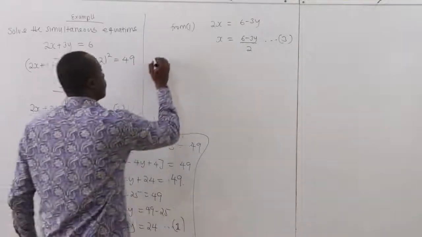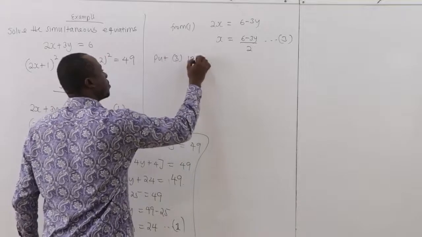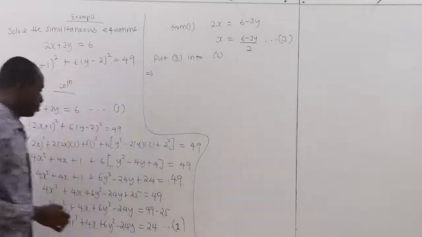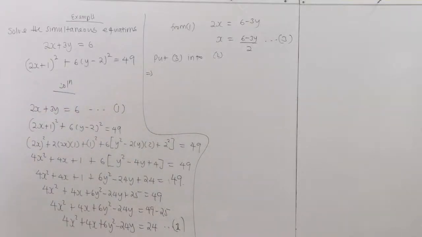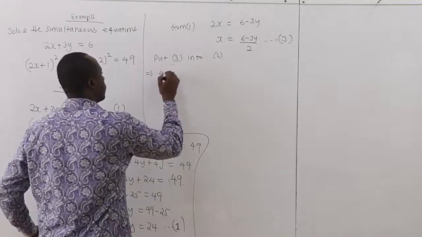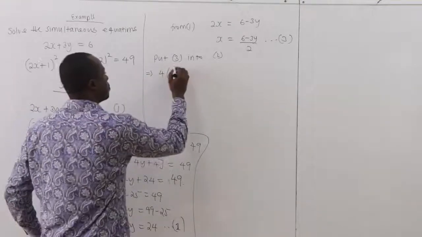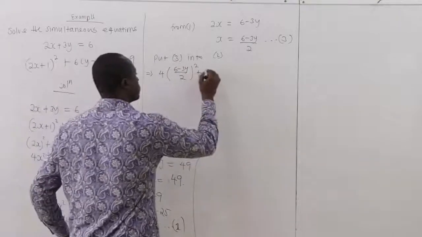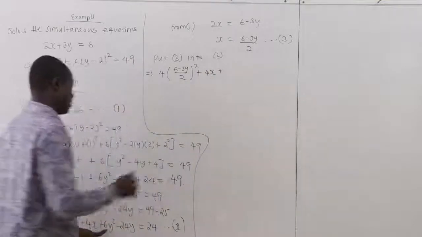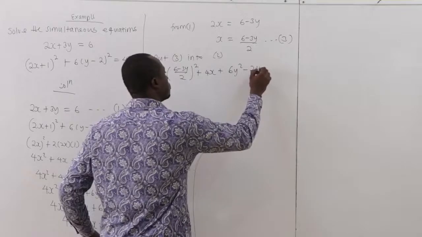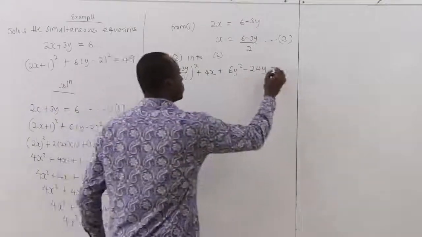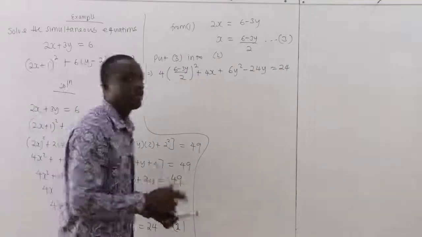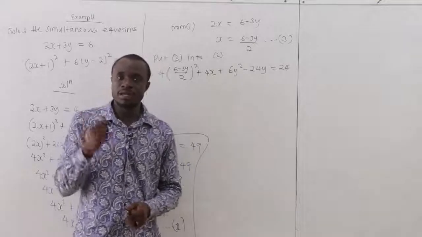So what do we do? We put 3 into 2. Wherever we see x, we put 6 minus 3y over 2 over there. So here we have 4 times (6 minus 3y over 2) all squared, plus 4x, plus 6y squared, minus 24y equal to 24. Now, if we have (a over b) all to the power n, that is a to the n over b to the n.